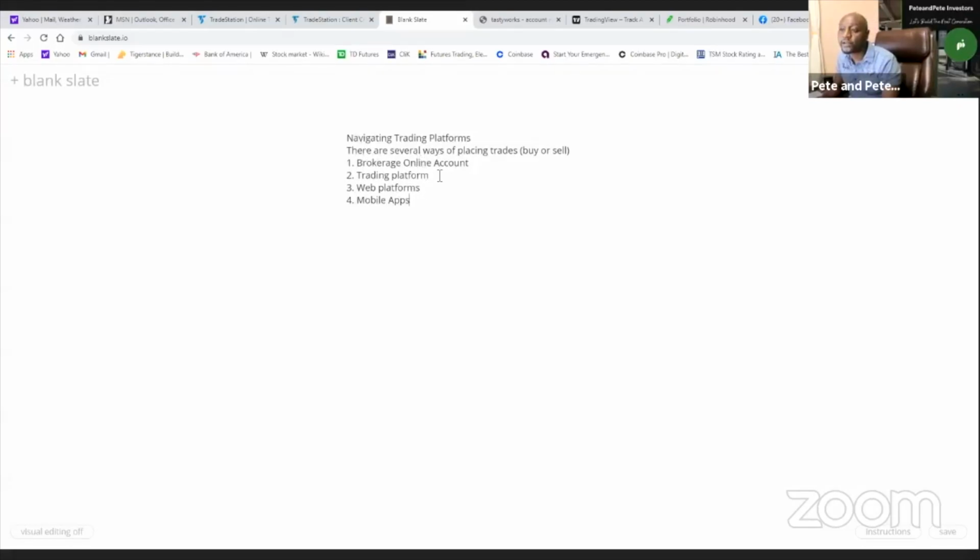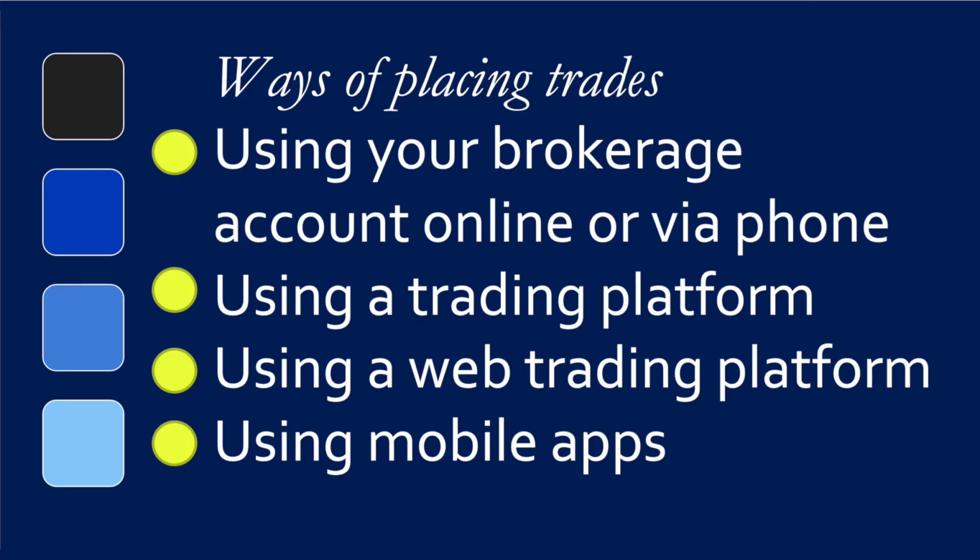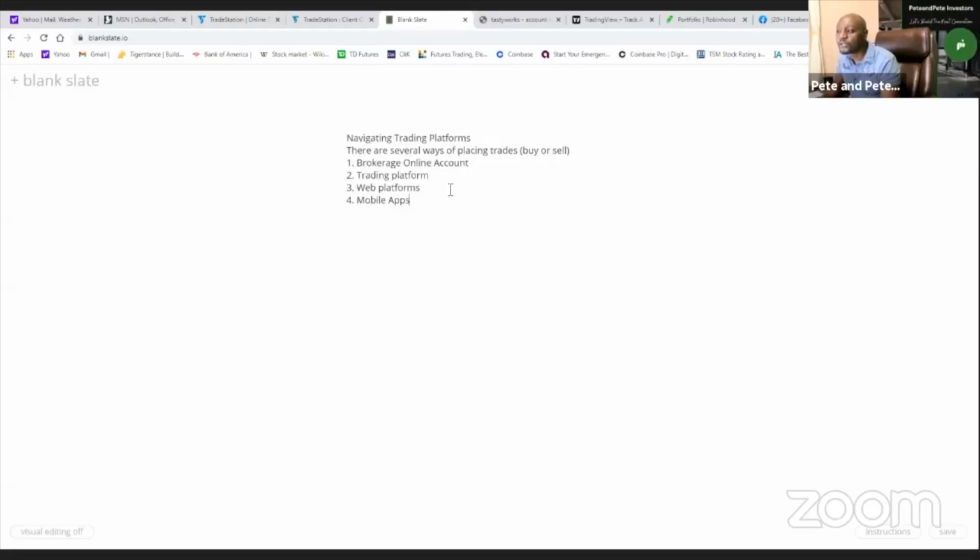So there are several ways of placing trades, whether you're buying or selling. The first way is going online to a brokerage account, and most of them will allow you to buy or to sell using their online account. The second way is downloading their trading platform, and this is where you see all those charts and people looking at them, going through analysis, candlesticks, all that stuff.